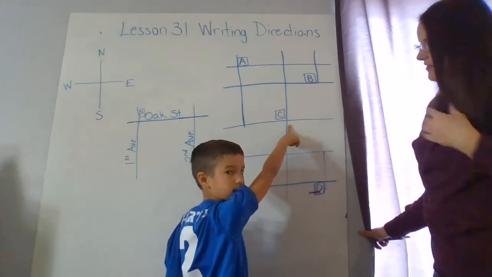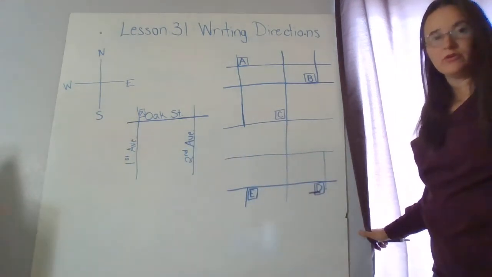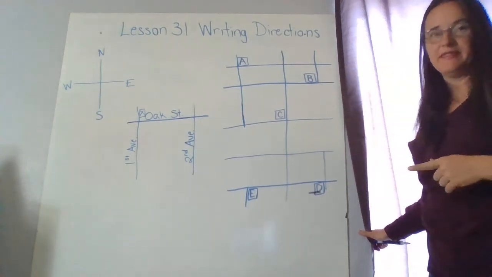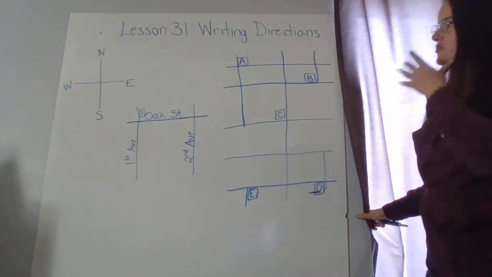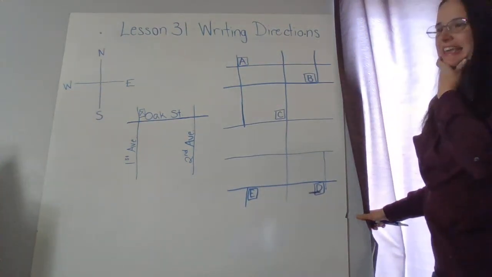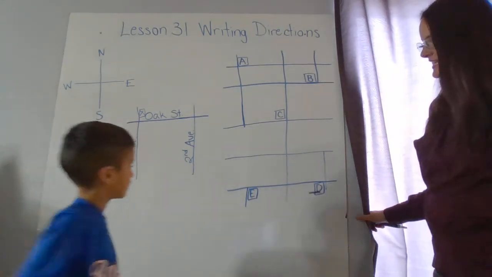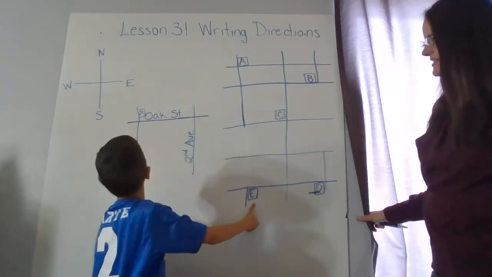So I'll give you some more directions, I'll make some up, but if you have a parent or older brother or sister at home that wants to give you guys directions and see you follow them on the map, this would be a great time to practice that. Let's try starting at E, Riker. Start at E, and I want you to travel east 2 blocks.